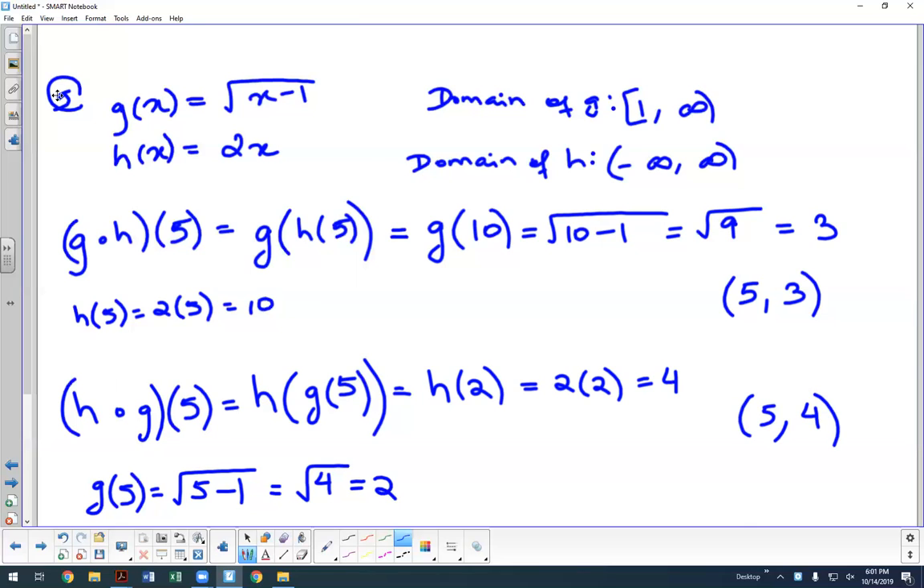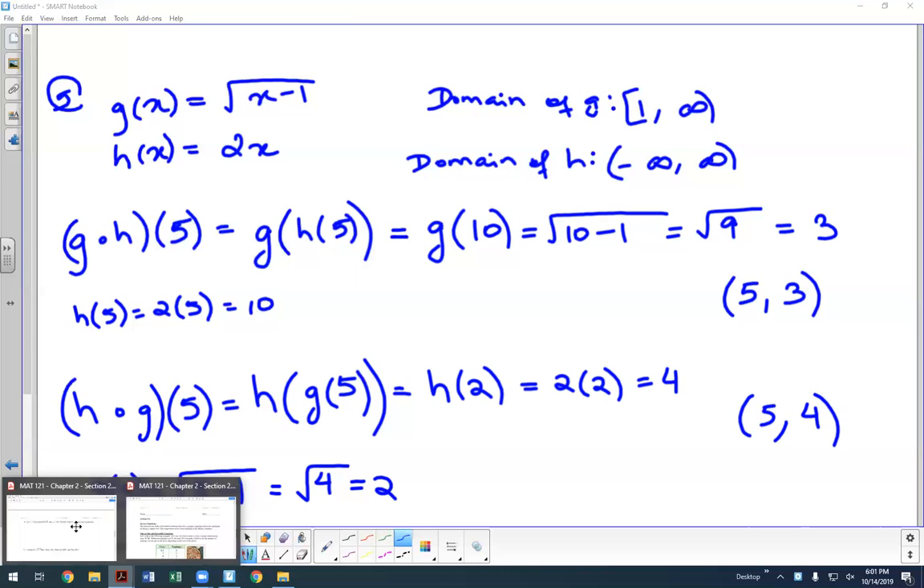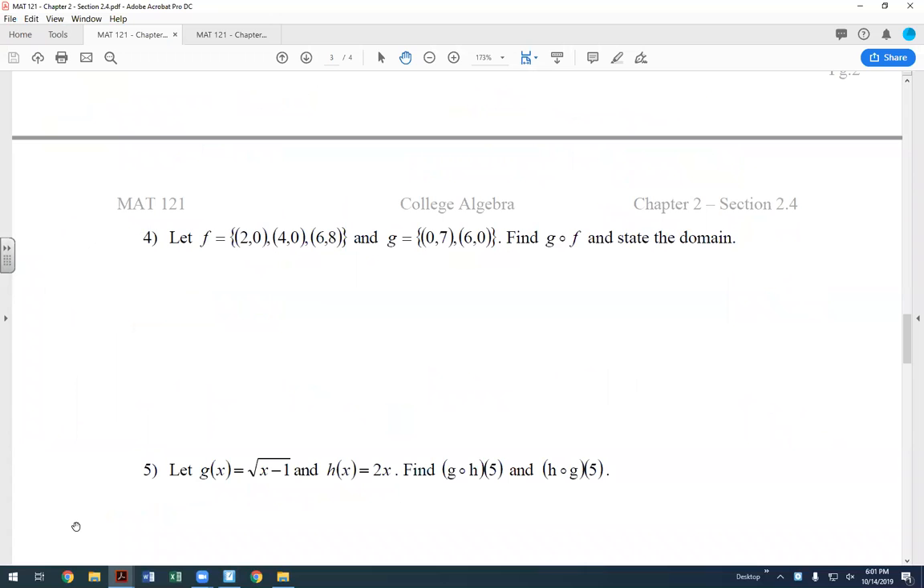Okay? 5, 4. So this was an example where they wanted us to find the answer at a specific given value of x, which in this case, in both compositions, they wanted us to do this at 5. But let's look at what happens next here.